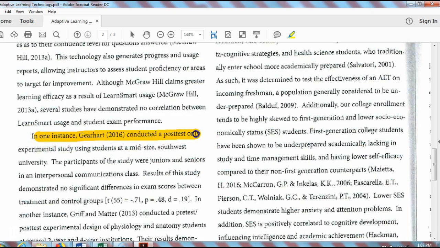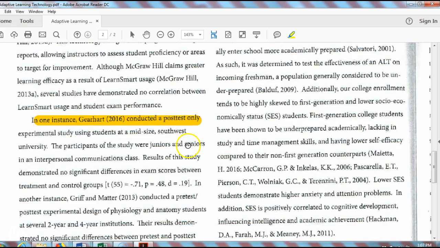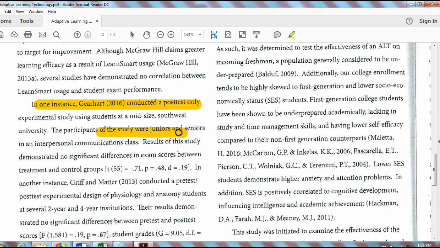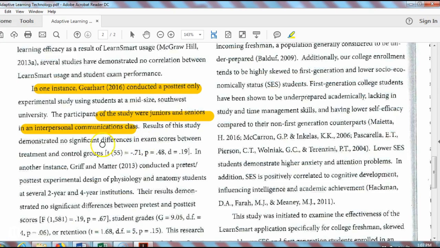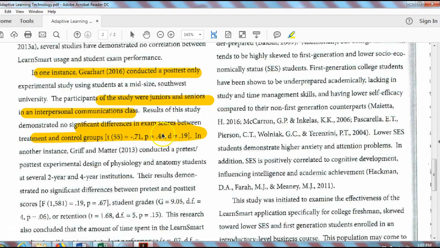Here's one instance where Gerhard conducted a post-test only experiment. Here's where the students were seniors and juniors. And here's the result of the study. Now, we may have gone a little far here with reporting the results of those studies, because really it says what were some of the deficiencies in those studies.